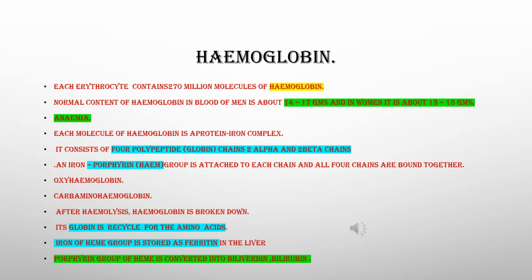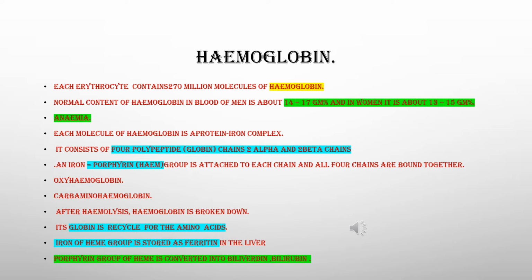And the hemoglobin takes up carbon dioxide. That carbon dioxide combines with the amino group of hemoglobin to form carbaminohemoglobin. And this carbaminohemoglobin is transferred from the cell towards the lungs for exhalation.